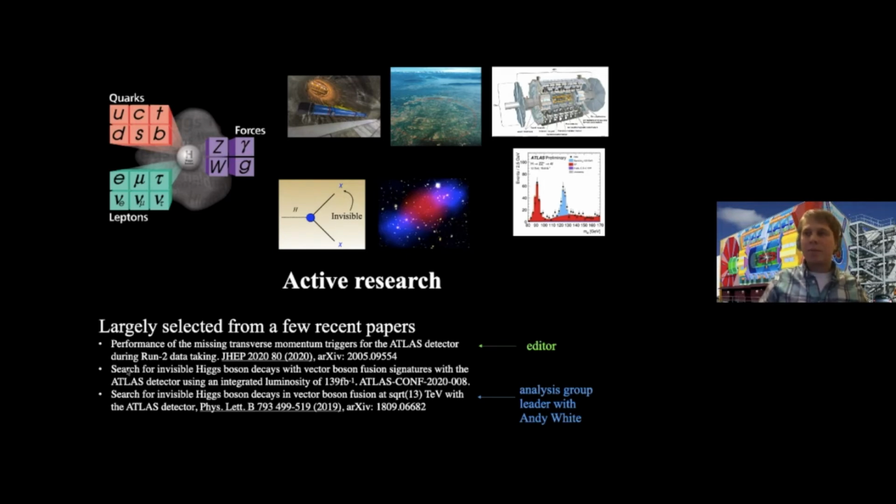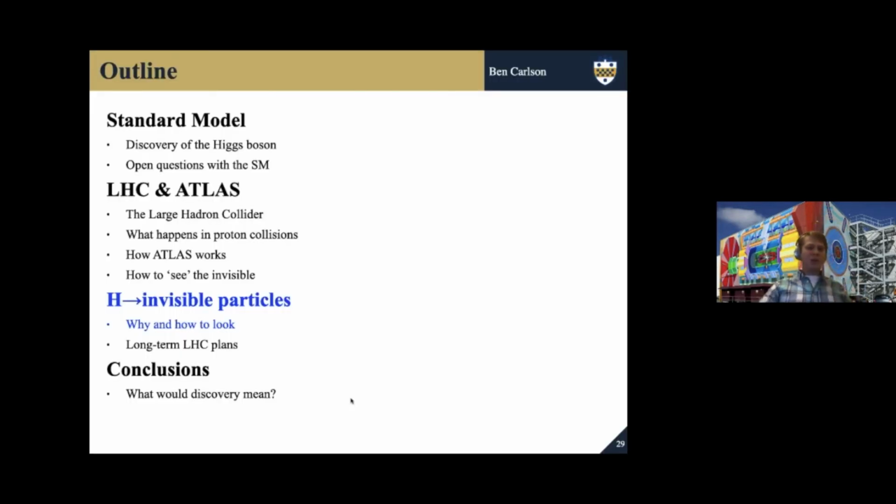So if you see 2 different links for the same analysis for Higgs to invisible, it's because they come from 2 different searches. So that's what I'm going to talk to you about next. I'm going to talk to you about the search for Higgs to invisible particles. So I'll talk a little bit about why and how you might want to look at this.